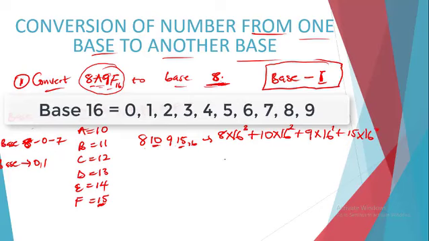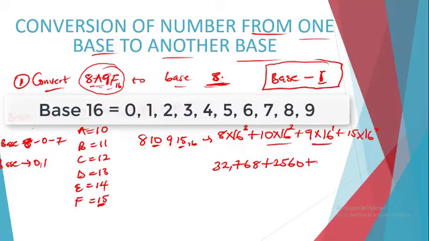Okay, hope we're following. Then 16 raised to power 3 means 16 times 16 times what? 16, and that will give us 4096. 4096 then times 8, we have 32,768. Okay, let's continue. For this we have 10 times 16 squared, and 16 times 16, which is 16 squared, is equal to 256. 256 times 10 will now give us 2,560.